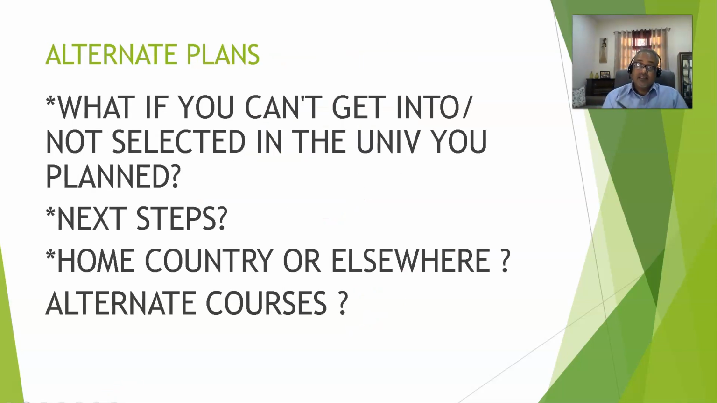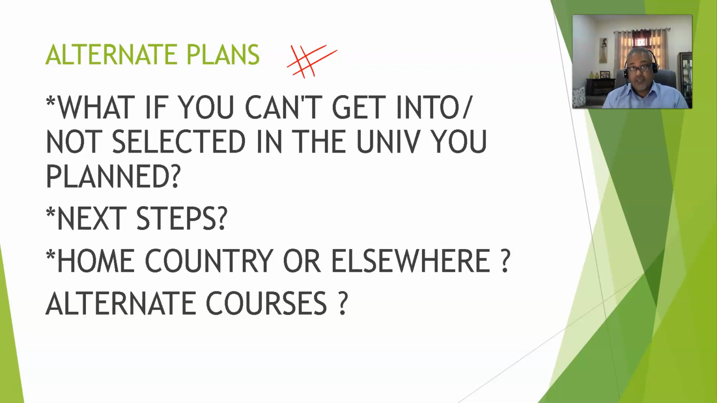Now, this is where I think many students, I have seen over the years, have a problem. We make plans, as we say, man proposes, but God disposes. Basically, plans can change anytime. And what happens when the plans change? Suppose, God forbid, you're not able to get into a certain university of your choice or a certain course of your choice? Then what happens?